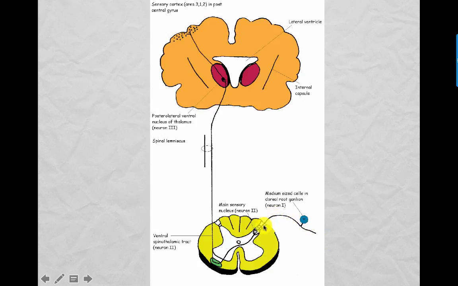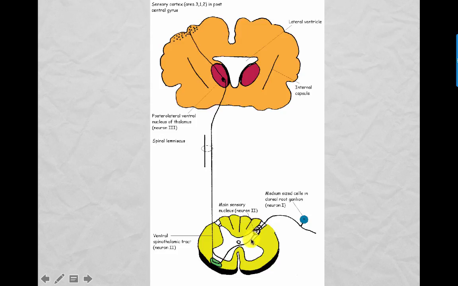The central branches will enter through the medial division, exactly like the fine touch and proprioception, medial division of the posterior root, and also the fibers will ascend a few segments above and descend a few segments below before the relay in the second order neuron. Here the second order neuron is the main sensory nucleus, or it has another name, nucleus proprius. The axons will cross to the other side, but not so close to the central canal like that of pain and temperature, and they also pass in the gray commissure and white commissure to reach the anterior column of the white matter.